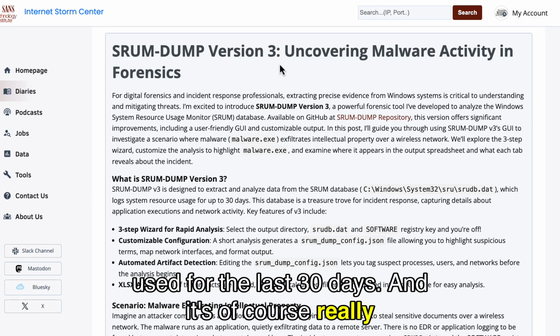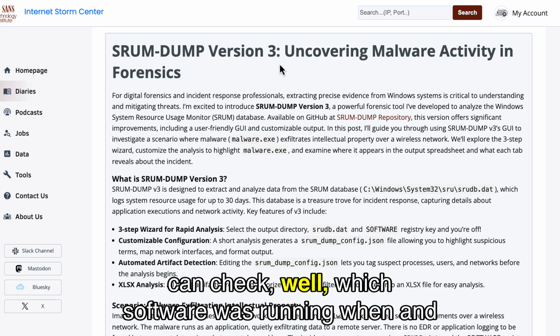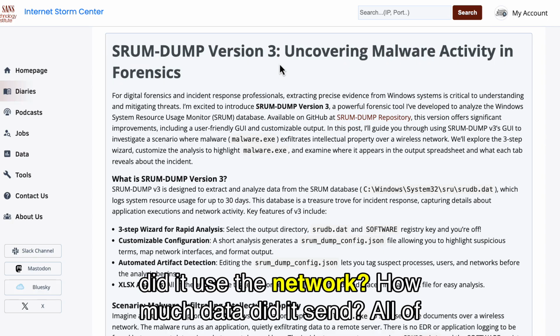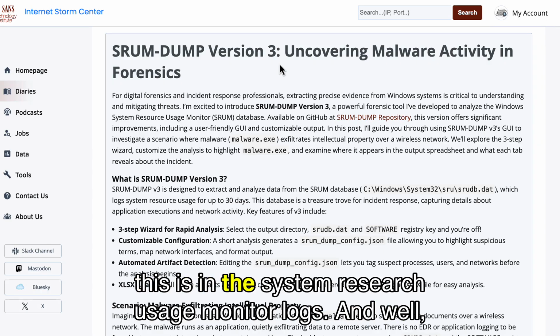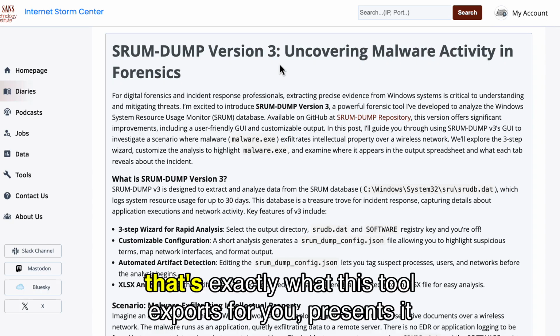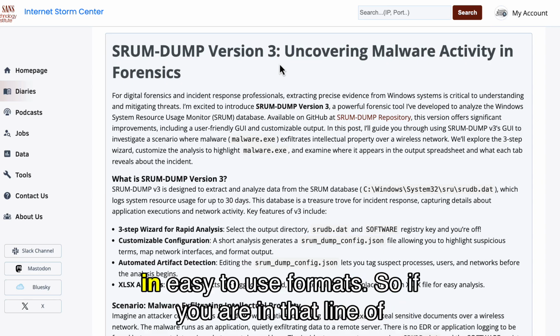And that's, of course, really interesting in forensics and incident response because you can check which software was running when, and did it use the network? How much data did it send? All of this is in the System Resource Usage Monitor logs, and that's exactly what this tool exports for you, and presents it in easy-to-use formats.